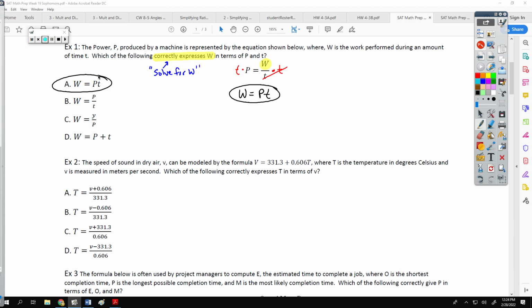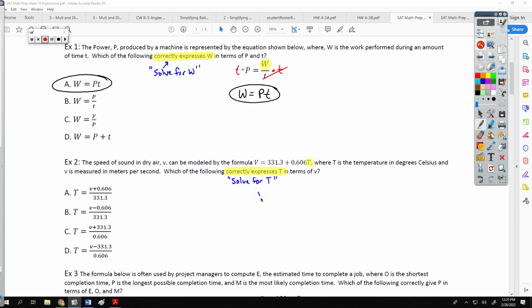So this is a very important skill to higher mathematics, because if you can solve an equation for a specific variable, then you don't need additional equations to solve other problems for that variable. Example 2 is a little bit harder. It says the speed of sound in dry air, V, can be modeled by the formula V equals 331.3 plus 0.606 T, where T is the temperature in degrees Celsius and V is measured in meters per second. Which of the following correctly expresses T in terms of V? So again, that tells us what we're supposed to solve for. We are supposed to solve for T.